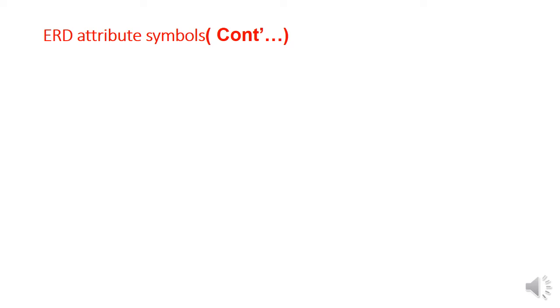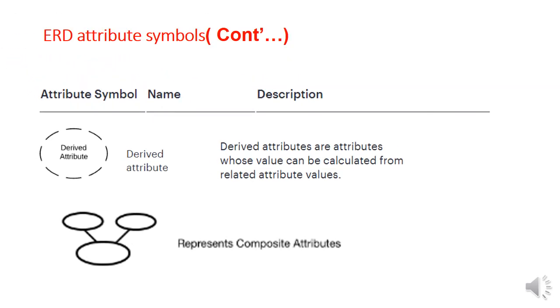So there are also many types of attributes. That is the reason why we have different symbols. For example, there is what we call a derived attribute, which is represented by this symbol. A derived attribute is an attribute whose value can be calculated from a related attribute value. So it's a kind of attribute which can give other attributes.